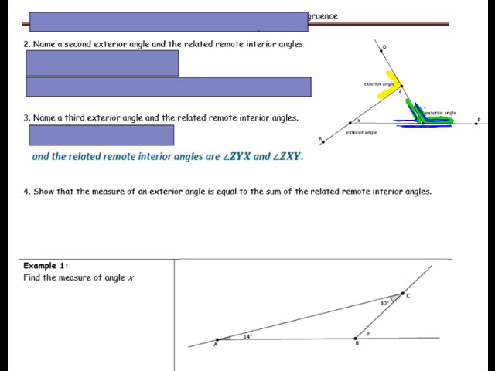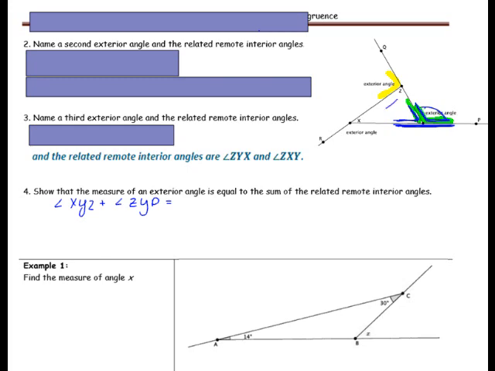So we've got angle XYZ plus angle ZYP. And that is the angles on a straight line. That is the exterior angle and its supplementary interior angle.